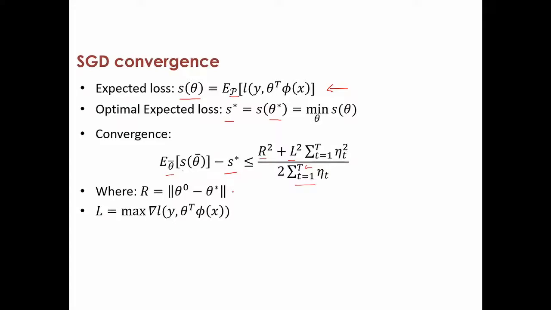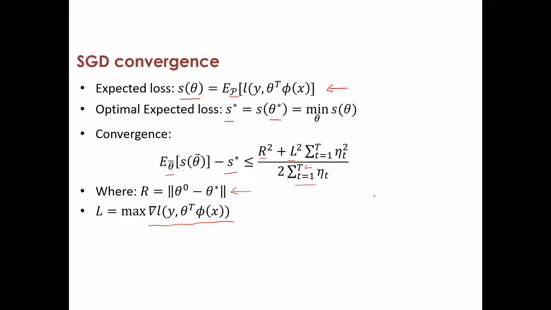R is basically the distance of the initial solution from the optimal solution. In some sense you can think of this as the size of the space, the diameter of the space. And L is like the maximum gradient of the loss. This is sometimes also called the Lipschitz constant of the loss function, that is, a bound on the gradient of the loss function.